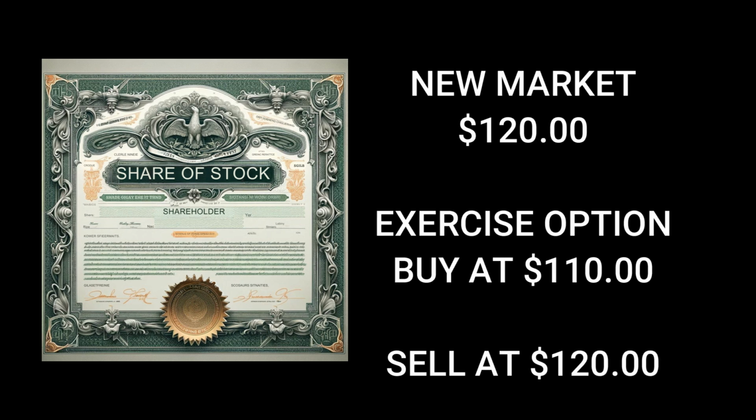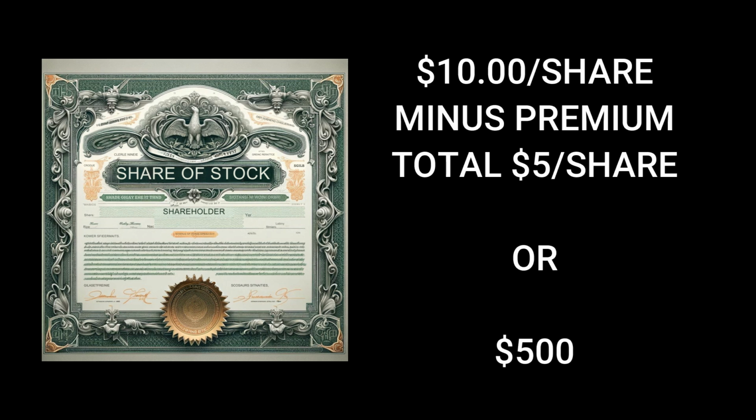So if this stock goes to $120, you exercise your option to buy it at $110. You now sell it at the market price of $120. So your profit is $10 a share. Then we're going to subtract the premium that you paid, which was the $5 per share, and not going to account for any commissions or fees. You will walk away from that trade with $500.